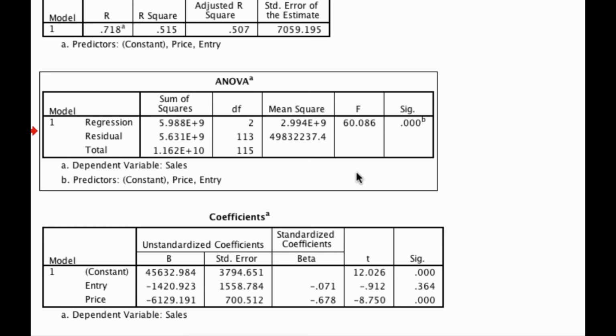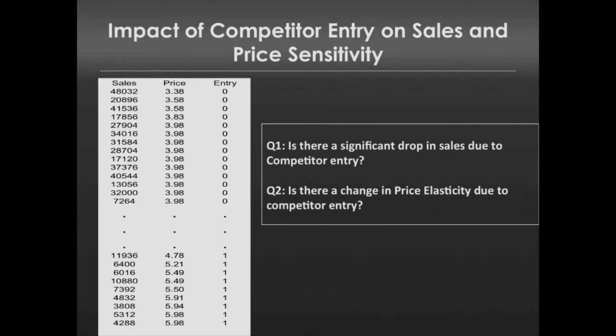This tool of multiple regression is actually incredibly powerful and lets us test really complex relationships and their influences on sales. What we'll look at in the next video is the second question that we wanted to address. It's the question of changes in price elasticity as a function of entry, and I'll explain how we do that in a moment.